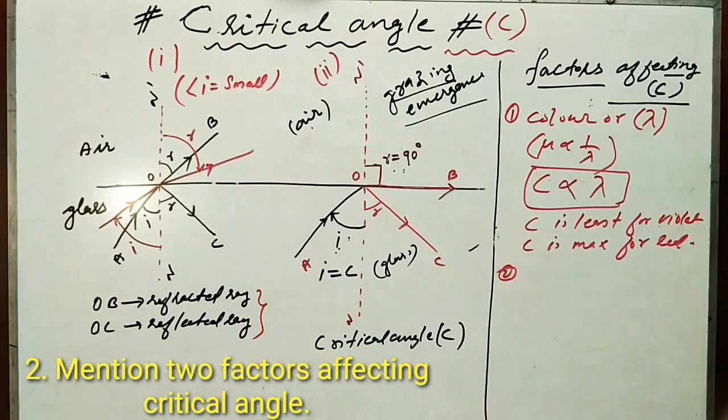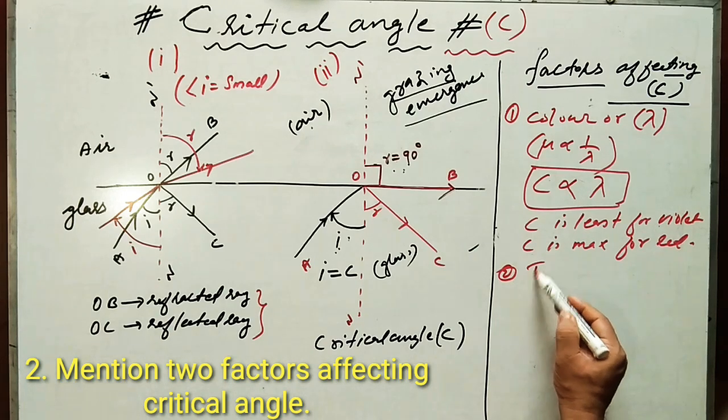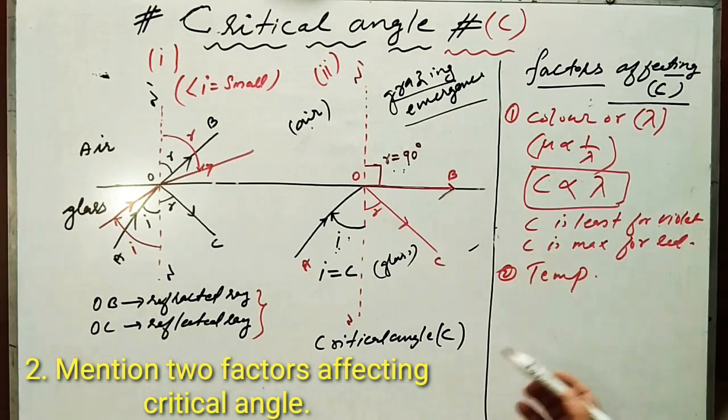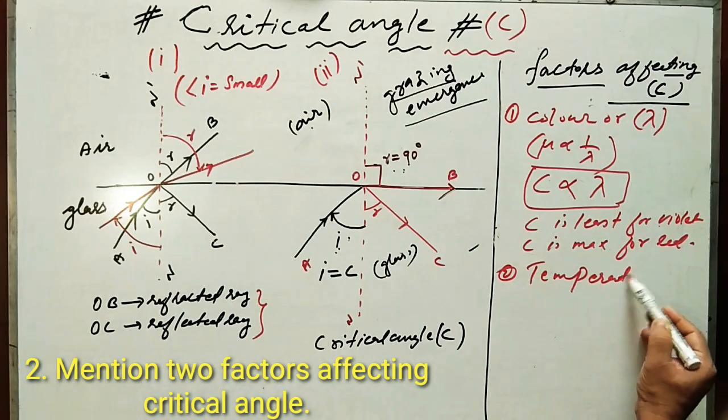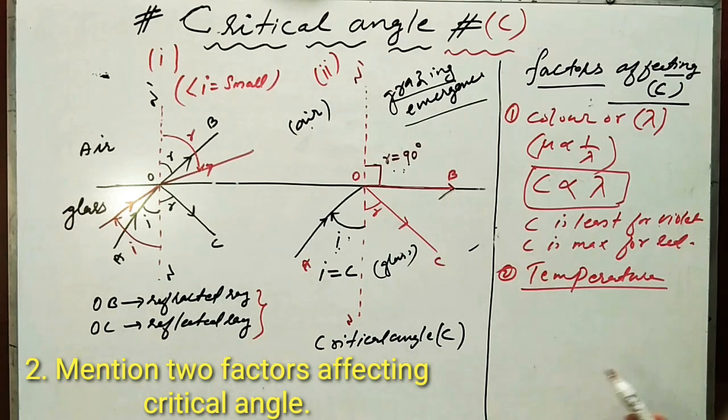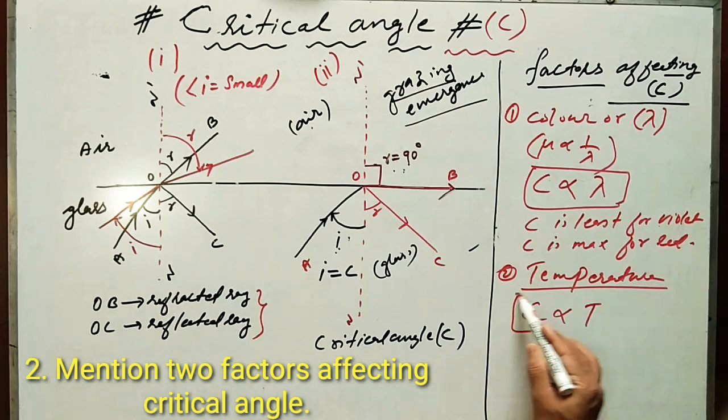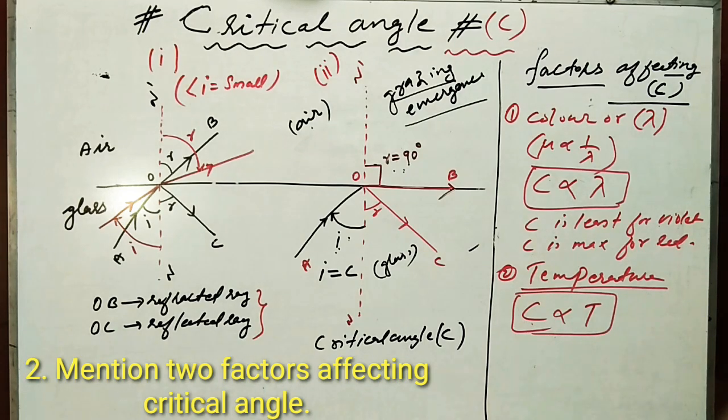Then the second factor controlling the refractive index mainly depends on temperature. Therefore critical angle also will be strongly affected by temperature. How does the temperature affect the critical angle? You know, as the temperature increases, the refractive index of the medium also increases. So we can say the critical angle increases with the increase in temperature. So the critical angle is directly proportional to temperature.